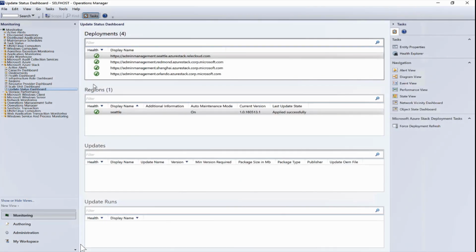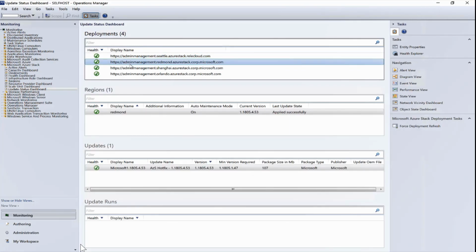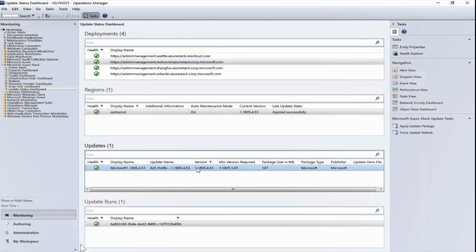Now we take a look at the update status dashboard. Again, browsing through the 4 deployments and looking at the Redmond one, there is an update. We see we have 1 update for the hotfix 1805, it's an old one. And then we can simply say apply update package or force update refresh.